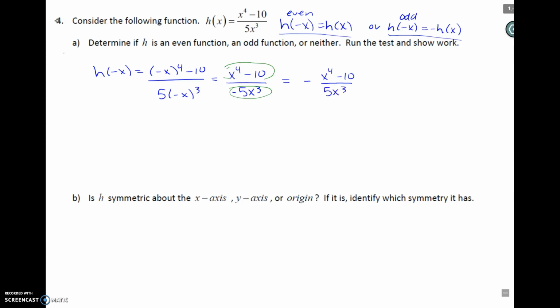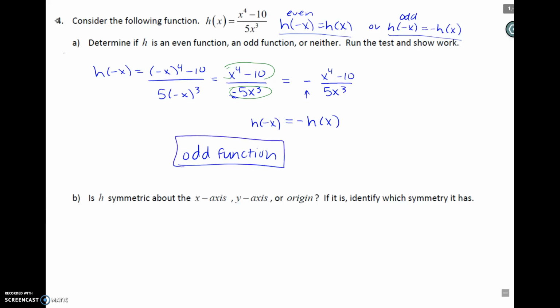If that makes sense, the only way for this expression to be negative is that either the top is negative or the bottom is negative. On this one, our bottom was negative, so we can pull the negative out to the outside. So now I have that h of negative x equals the negative of h of x. So it's the negative of your original equation. Since that's the case, this is an odd function. So that's my answer.